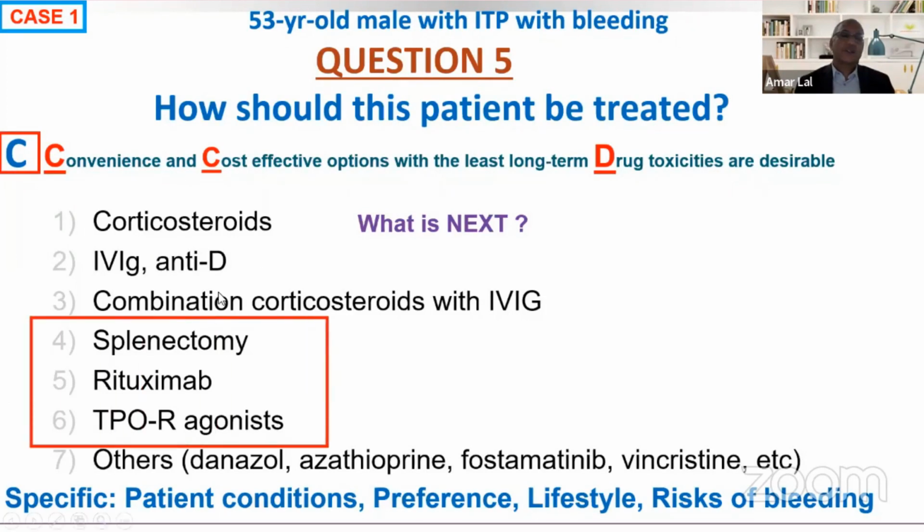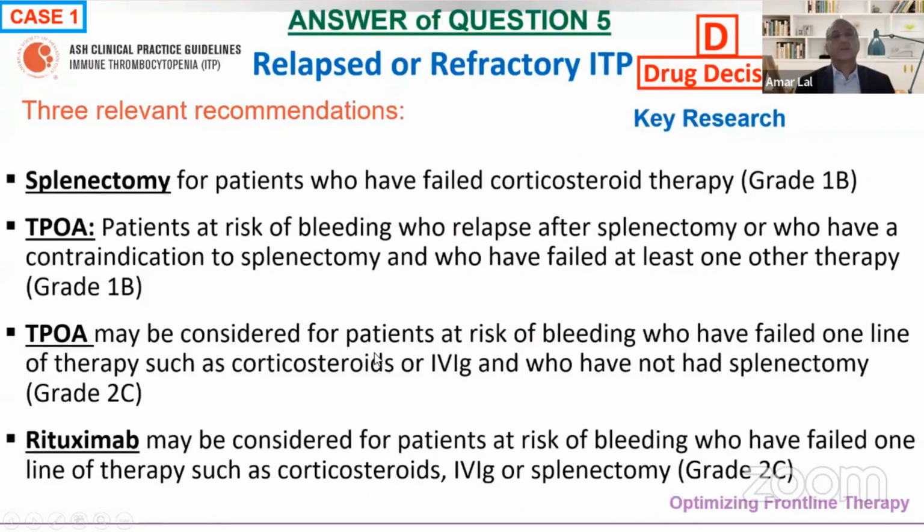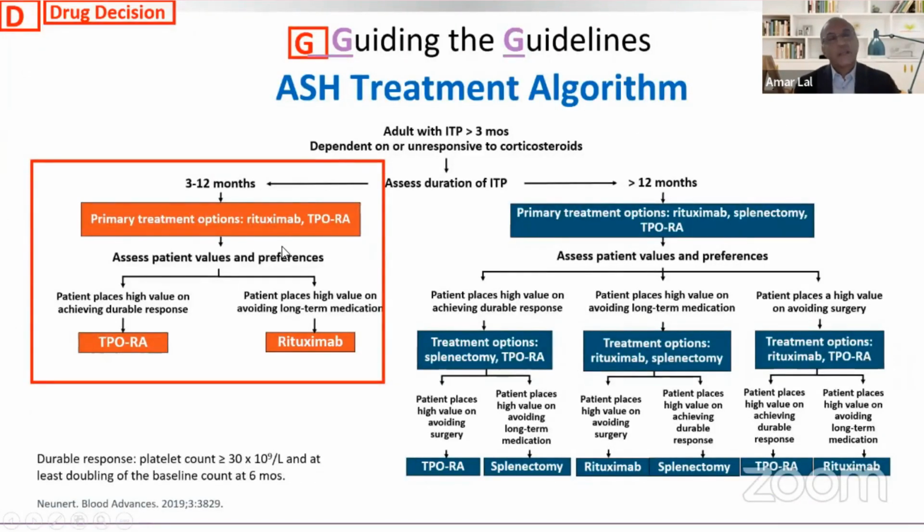Now, what are the subsequent treatments? We have 1 surgical option and 2 medical options, rituximab and TPO agonist. So what should we do? If you go again through the ASH guideline or previous guidelines, they mention all 4 categories you can use based on the evidence. But which one? It is very difficult to choose. Recently, they have done this very nicely. As Dr. Couture mentioned, 3 to 12 months is persistent ITP, and here is chronic ITP. So this patient is in this category.